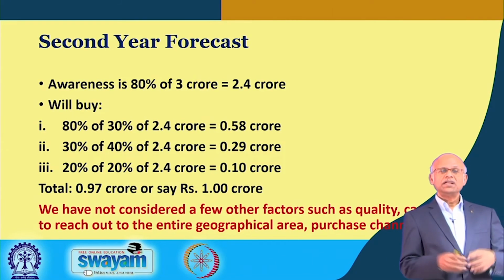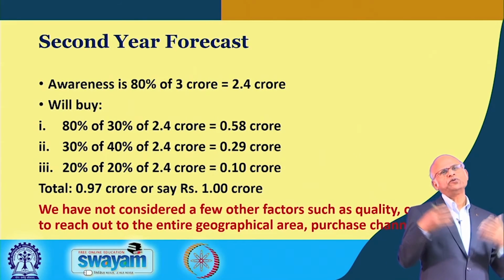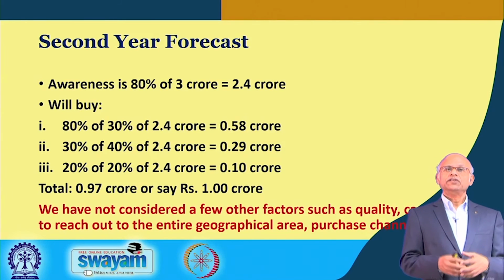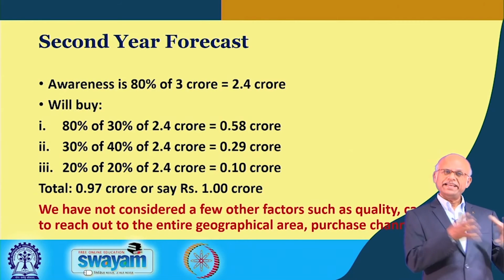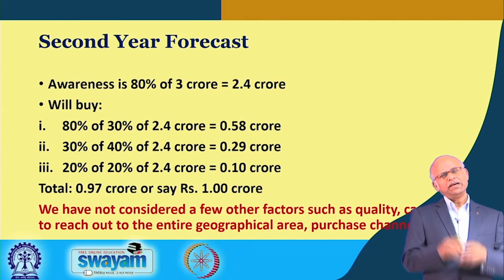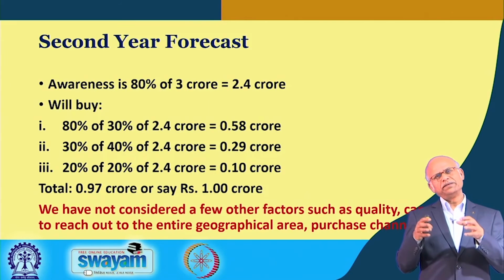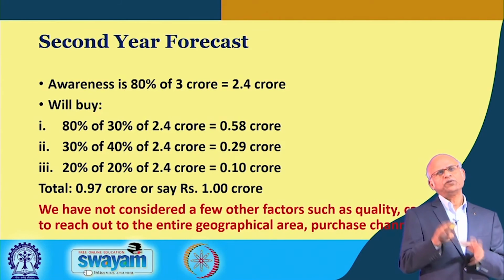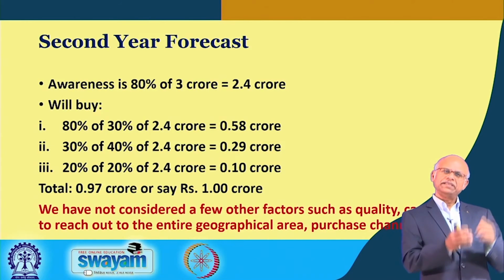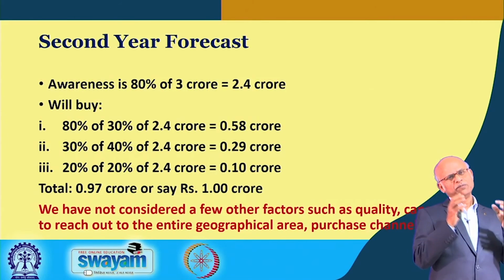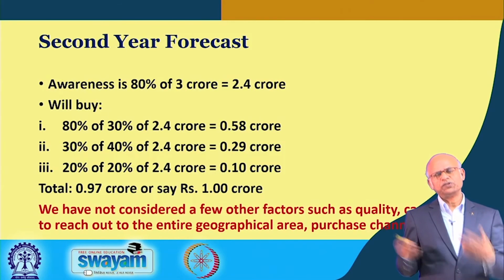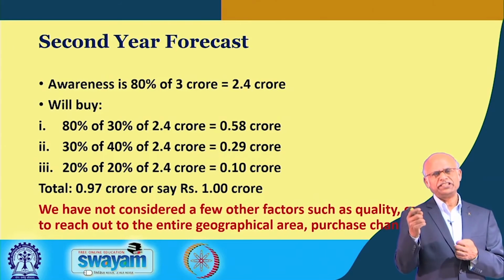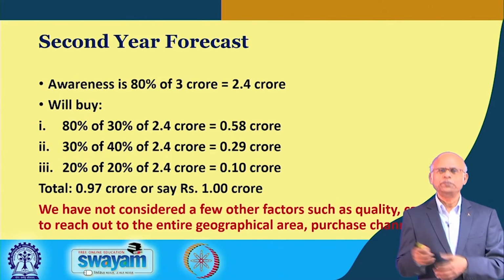Second year forecast. Now, you say that awareness will go up to, say, 80% of the target audience. So, your target is 3 crore rupees, 80% of that makes 2.4 crore. The data is slightly apples and oranges, because the 2.4 crore or 3 crore are in rupee terms, 80% is in population terms, but then population and rupee are almost like synonyms, because if you have per head purchase data multiplied by the population, it will give you rupee terms.